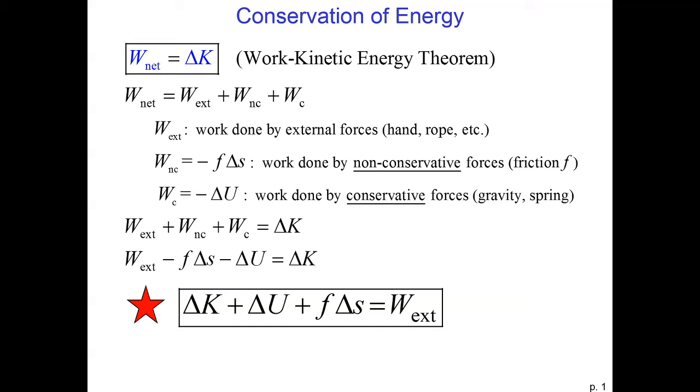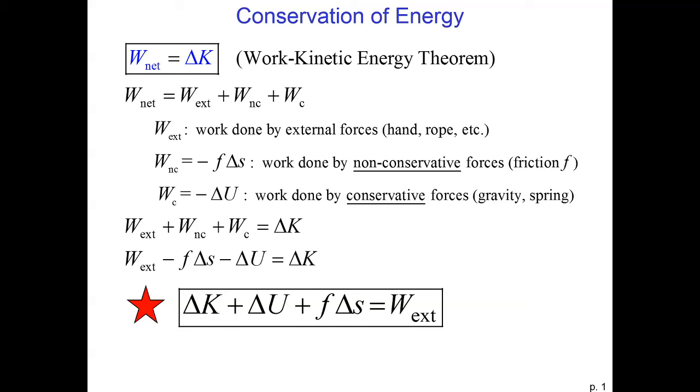This relationship between the work done by a force and kinetic energy is not special to gravity. The work done by all the forces acting on an object must equal the change in kinetic energy. So we can set the net work done equal to all the forces acting on our object. We have the work done by external forces, such as a hand pushing on our object or a rope pulling on our object. We have the work done by non-conservative forces, so W sub nc, and for our case, the main non-conservative force we're going to work with is friction.